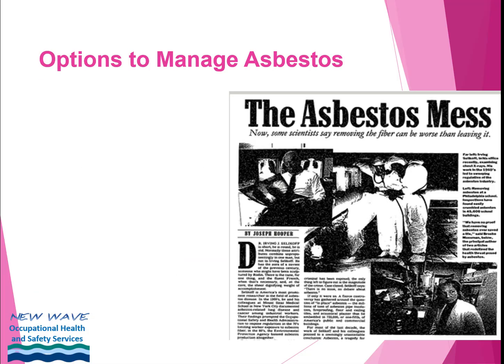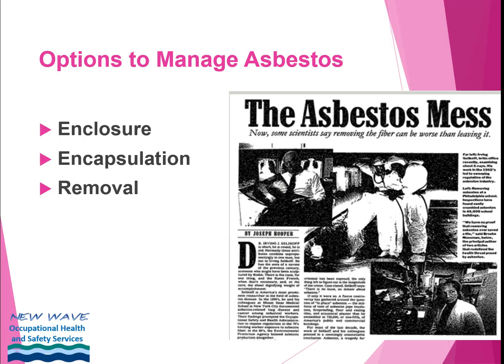Okay, now you have tested and shown that you have asbestos. What now? When we talk about handling and managing asbestos, people often say the removal is the only option. But as this New York Times article points out, that may not always be the case. So what can you do if you find asbestos? There are 3 main options: enclosure, encapsulation, and finally, removal.